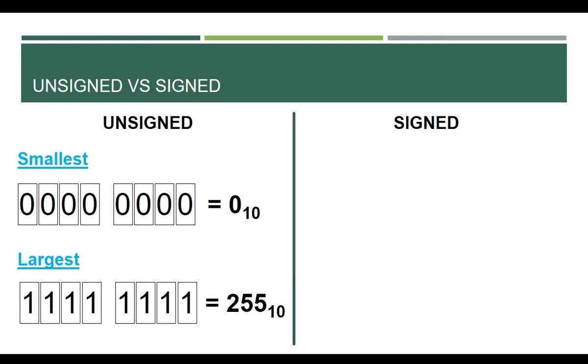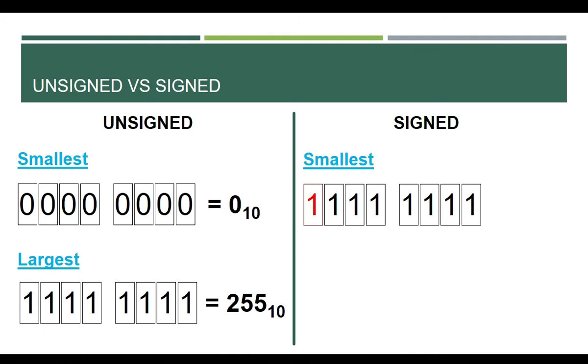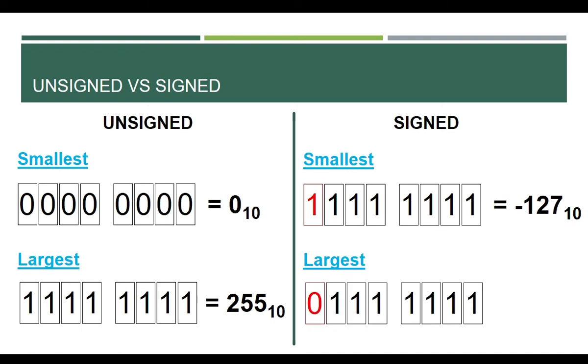For signed numbers, the smallest number that we can produce is 11111111, and we have a sign bit that contains a value of 1, shown in red, which indicates that this is a negative number, and this totals negative 127. And the largest number that we can have for an 8-bit signed number is 01111111, and this equals 127. So that is the difference between unsigned numbers and signed numbers.